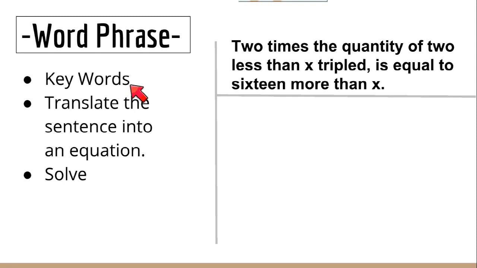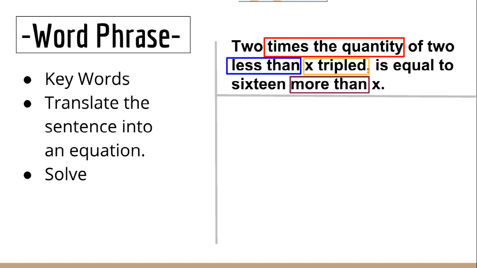The first thing we're looking for is any key words. So let's go through that. So there's a couple key words that I picked out. I picked out times the quantity. That's going to represent something. I picked out less than, x tripled, and more than. So these are things that are going to help us as we come over here and translate the sentence into the equation before we solve it.